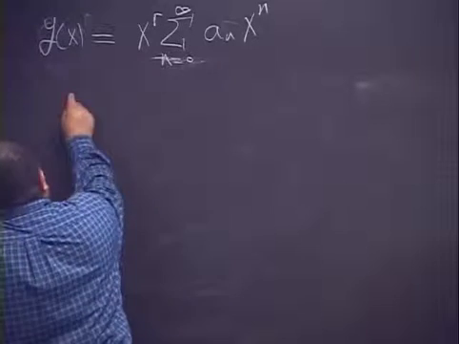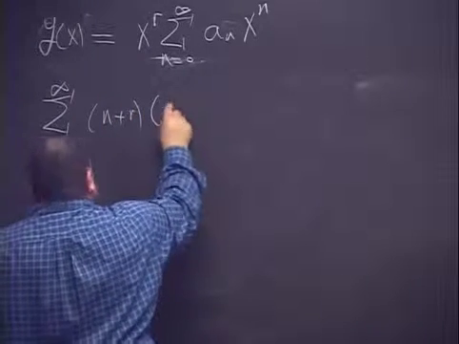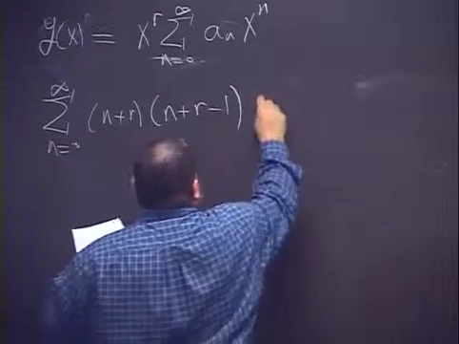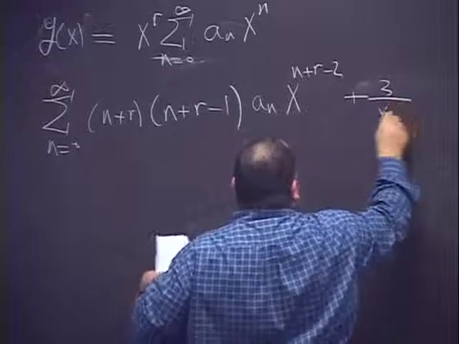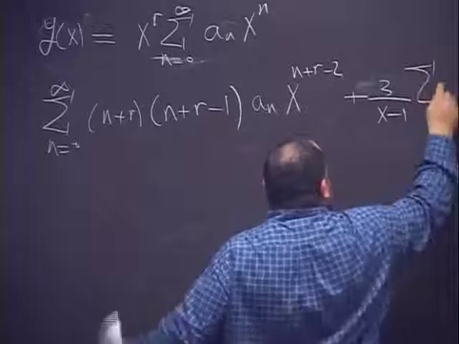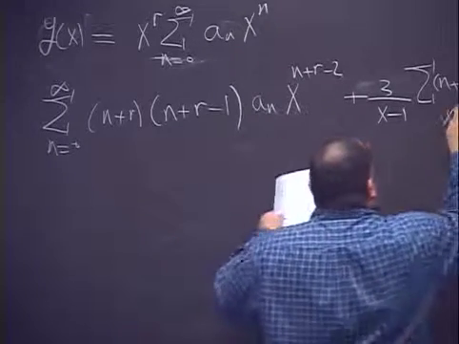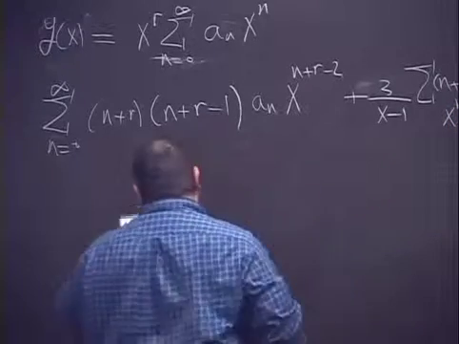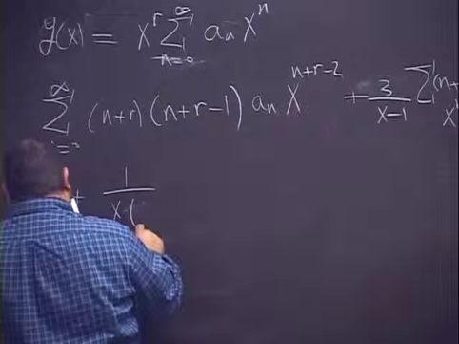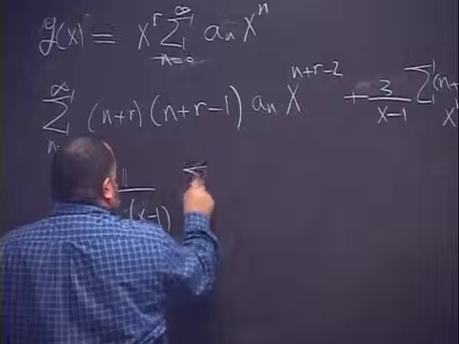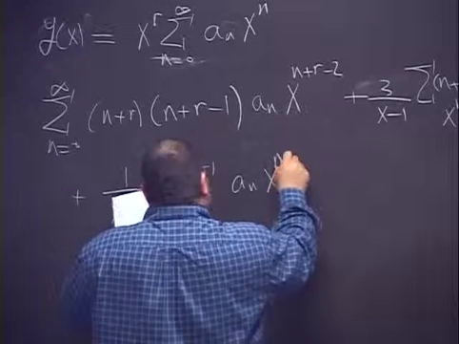So we will get the summation from n equals 0 to infinity of (n plus r) multiplied by (n plus r minus 1), all multiplied by a_n x to the power of n plus r minus 2, plus 3 over x minus 1 times the summation of (n plus r) a_n x to the power of n plus r minus 1, plus 1 over x times x minus 1 multiplied by the summation again of a_n x to the power of n plus r, and this is equal to 0.